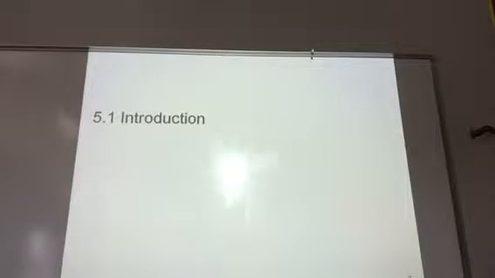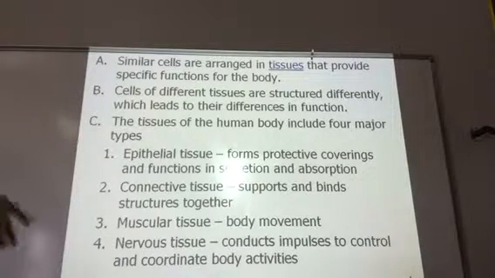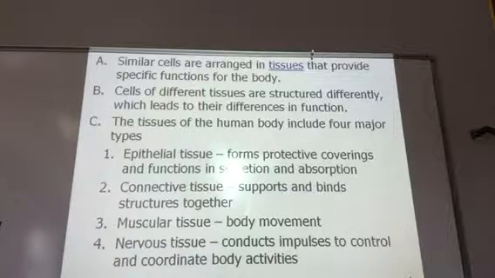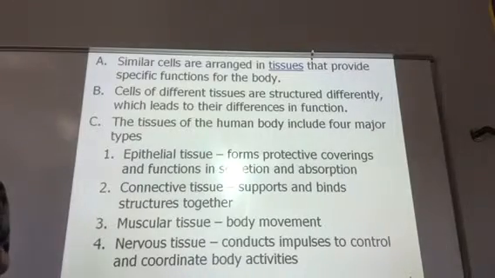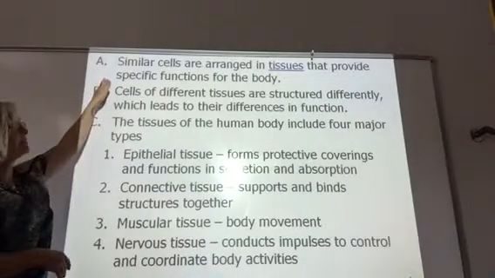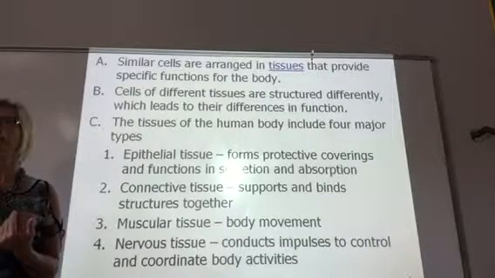Okay, today we're going to start looking at different types of tissues. So this is chapter 5. Last chapter we talked about the fact that cells build tissues. So now we're going to look at some of these specific kinds of tissues. Similar types of cells are arranged in tissues that provide a certain function.